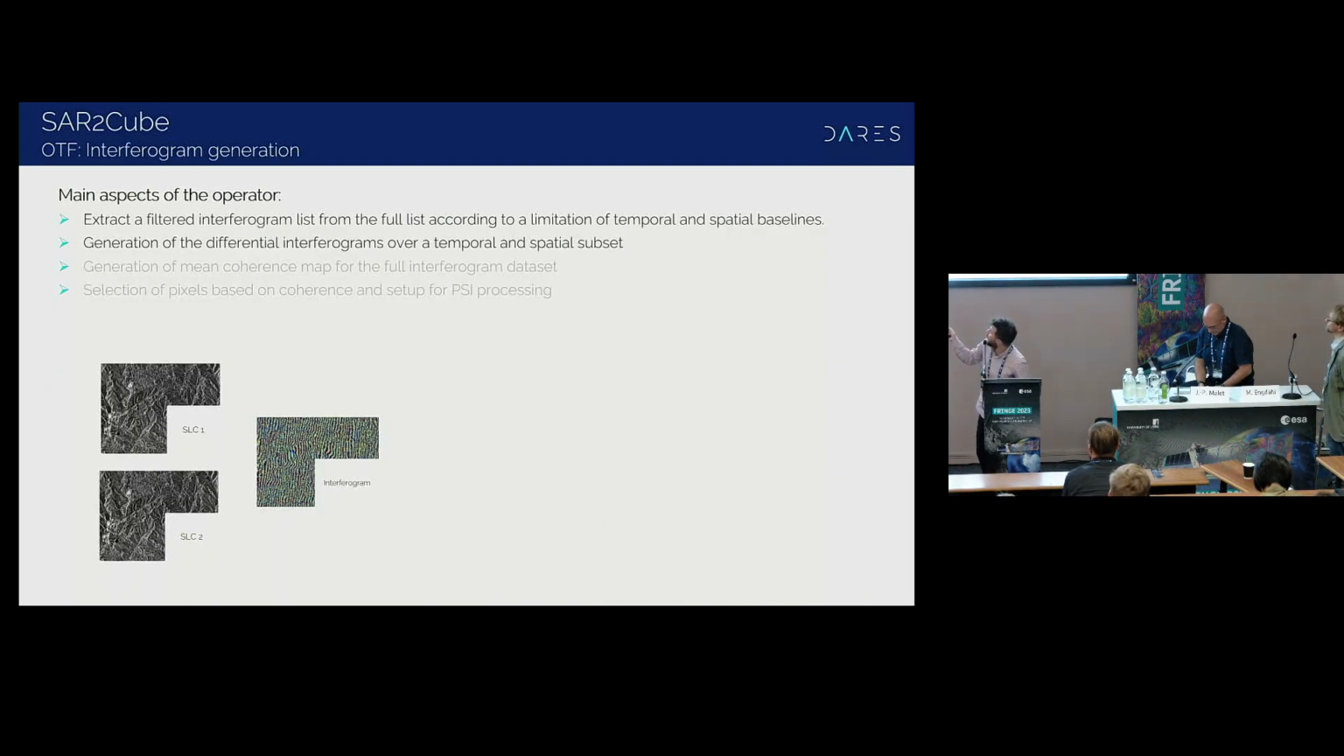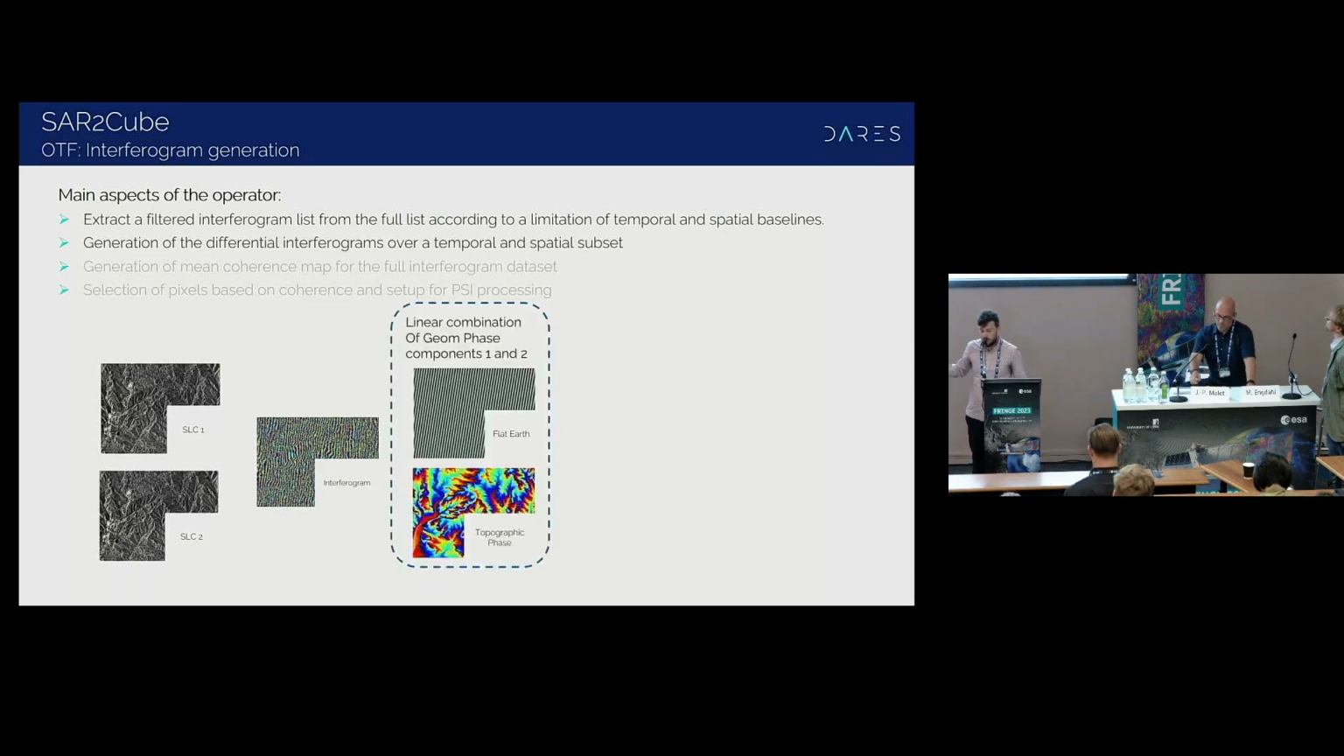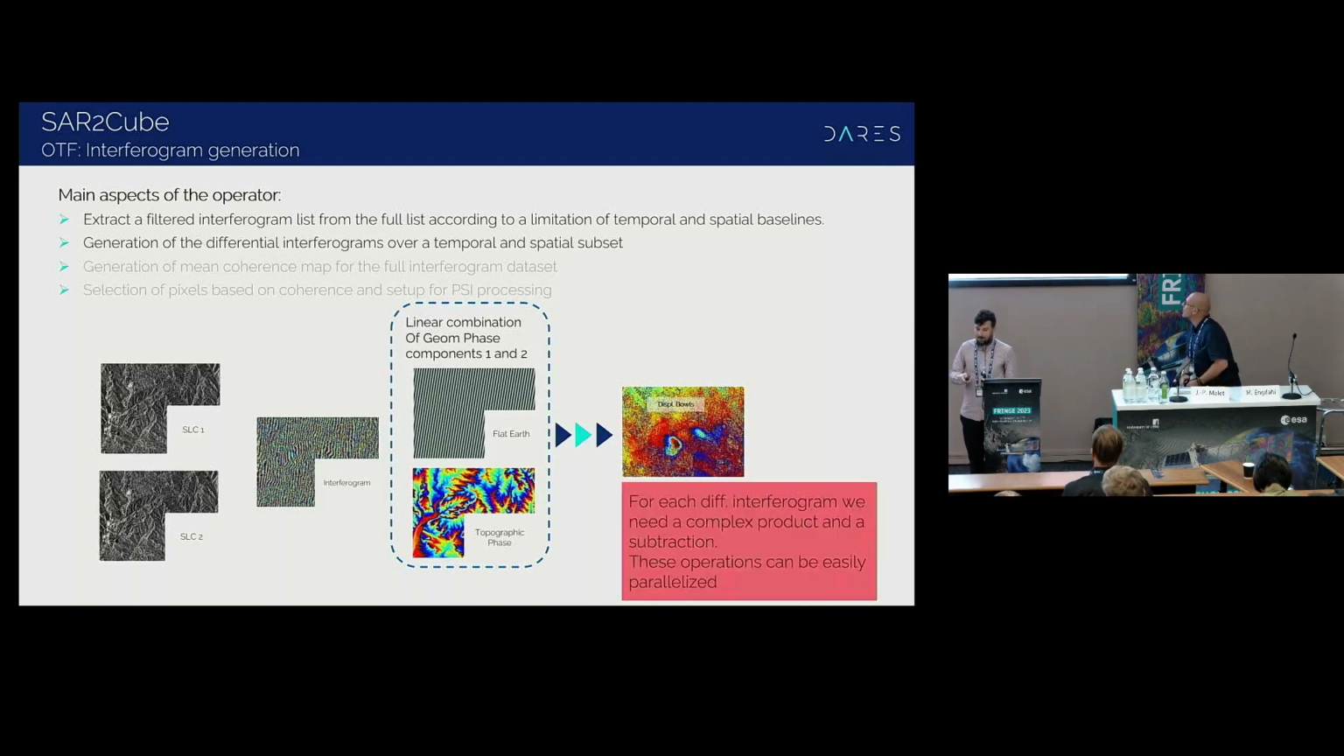I will tell you more about the interferometric part. So we pick up 2 different images. We compute the interferogram. We combine the 2 geometrical components coming from the preprocessing, and we remove them from the interferogram. For each interferogram, we just need a complex product and a subtraction, so it can be easily parallelized with this on-the-fly operator.